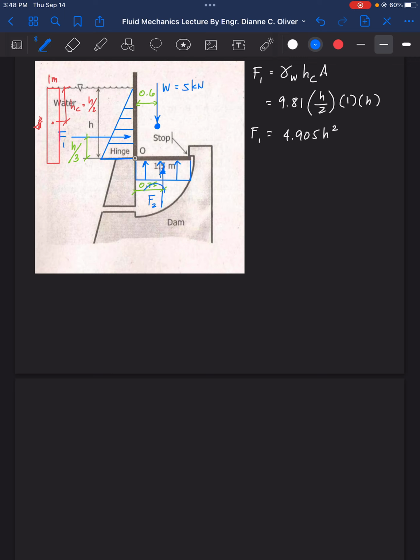Now let's go to F2. How do we get the value of F2? We treat this as a uniformly distributed load. But first, how do we get the value here? It is gamma H. So the magnitude of the pressure here is gamma H. What can you observe from this? It's actually a rectangular prism.